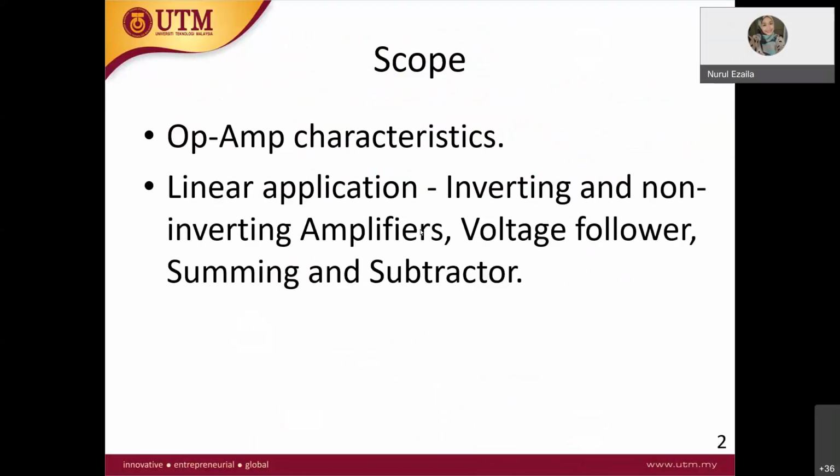The scope is the op-amp characteristic, of course the IV characteristic, and the linear application. For part 1 linear application, we have inverting and non-inverting amplifier, voltage followers, summing amplifier, and subtractor amplifier. We're going to look at all these types of linear application, and we will derive the equation.